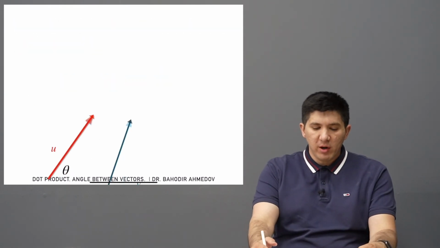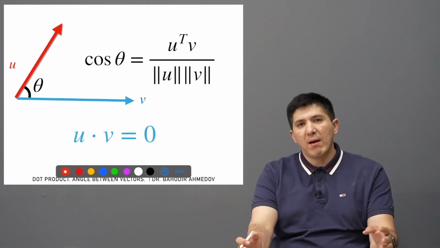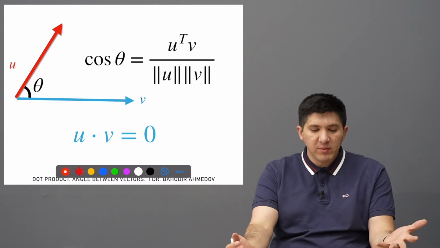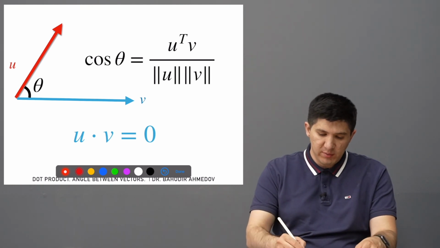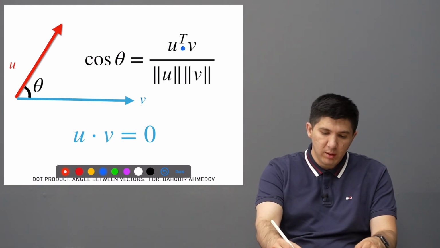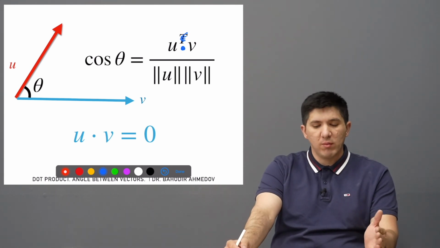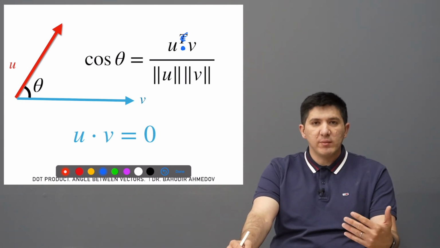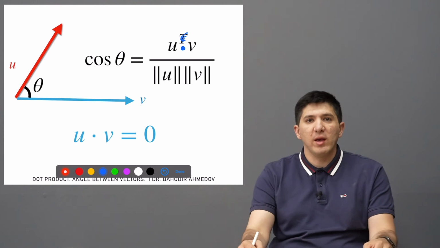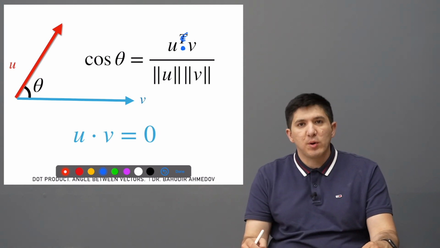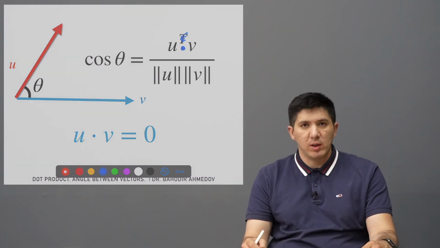Well, what we have learned today is how to find the angle between two vectors. Essentially, the cosine of theta is the dot product, u dot v, divided by the norm of u times the norm of v. And at the same time, two vectors are orthogonal if and only if the dot product is equal to 0. So this is one of the really cool tools to identify the orthogonality of two vectors.